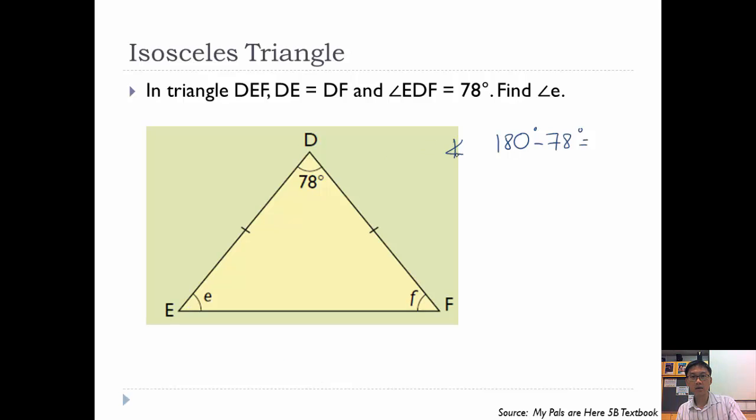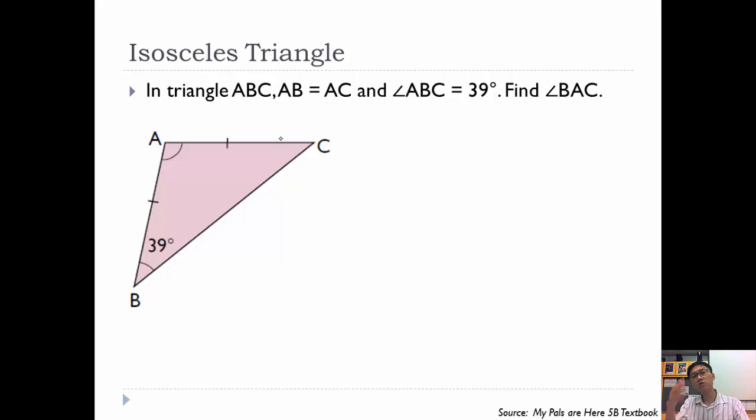So angle E is equal to 180 degrees minus 78, divided by 2. If you work it out with a calculator, your answer will be 51 degrees. And that's quite simple. Now let's look at another example.